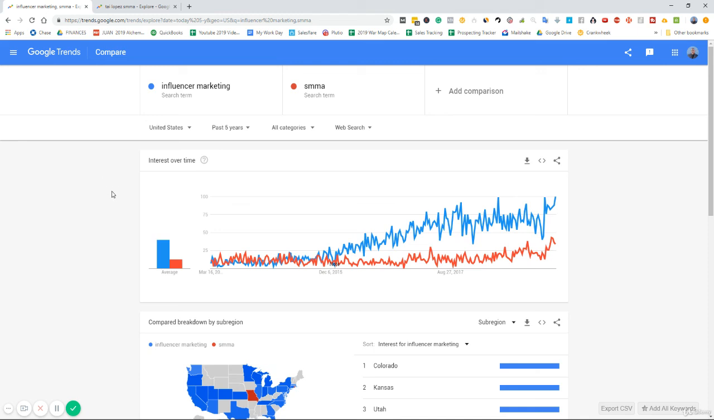But this is what I really wanted to show you guys as far as Google Trends. Great tool to get a general overview of a market. And if you're not utilizing this, I definitely recommend you do, because you're going to be ahead of your market, your competition, because very few people are using this.